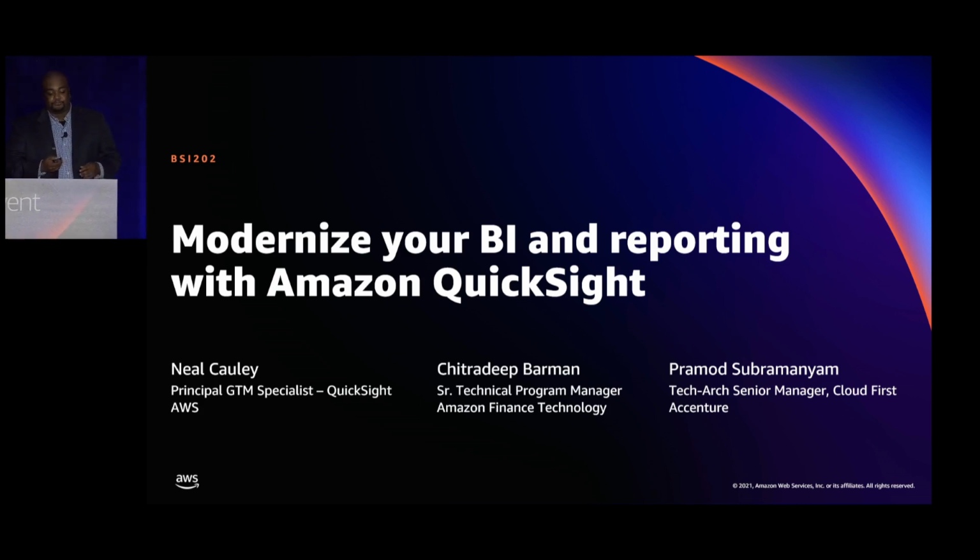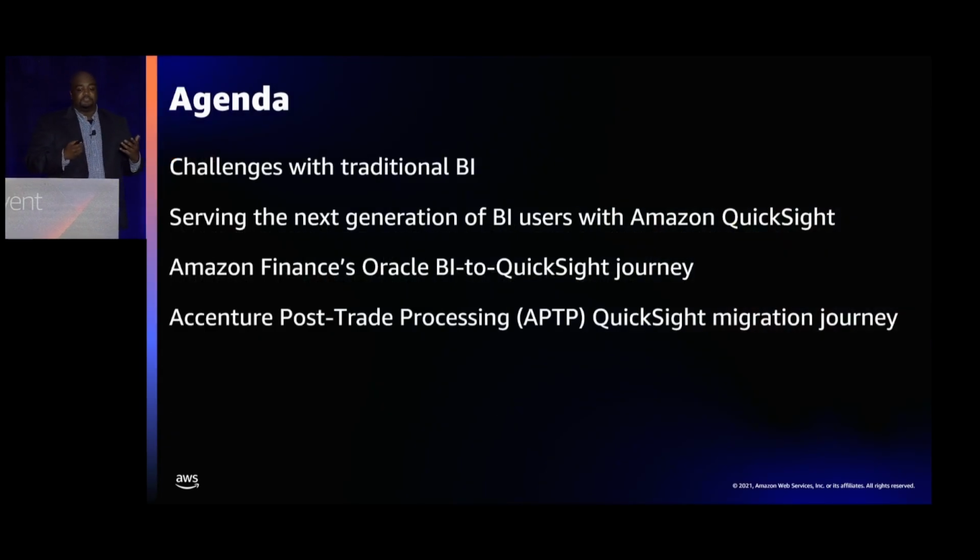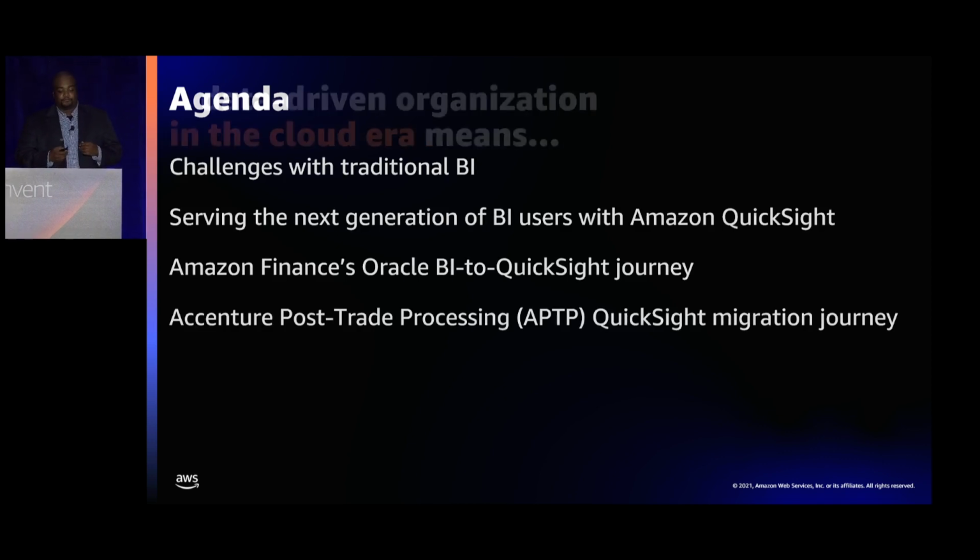So from a perspective, we're going to be covering the challenges with traditional BI and how we plan to serve the next generation of BI users from an Amazon QuickSight perspective. We'll talk about the Amazon finance journey, and then we'll also talk about the Accenture journey from a migration perspective.